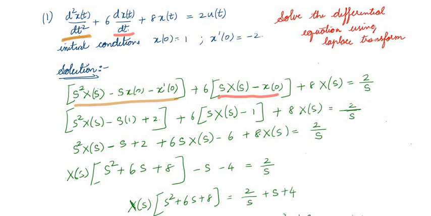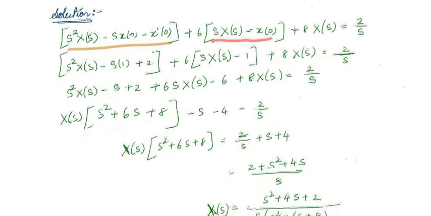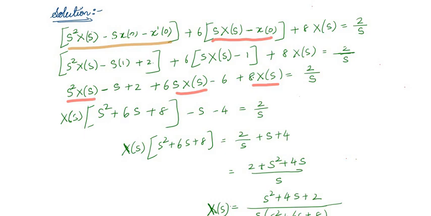Now you plug in the initial values here. For x(0) you plug in 1, for x'(0) you plug in minus 2, plus 2. Similarly you substitute the value for x(0), 1, and it becomes minus 1 here, right? Then it's all about simple mathematical manipulations. What I'm doing here is taking X(s) common from these three terms.